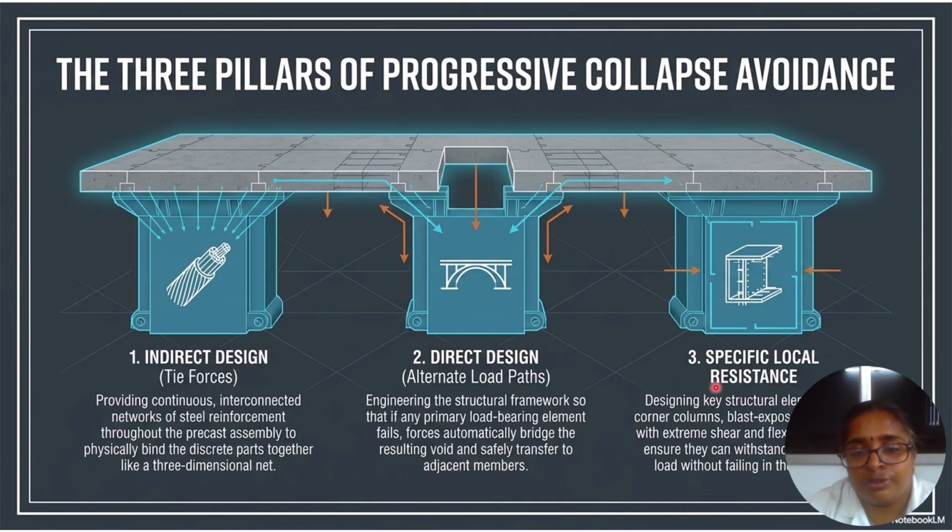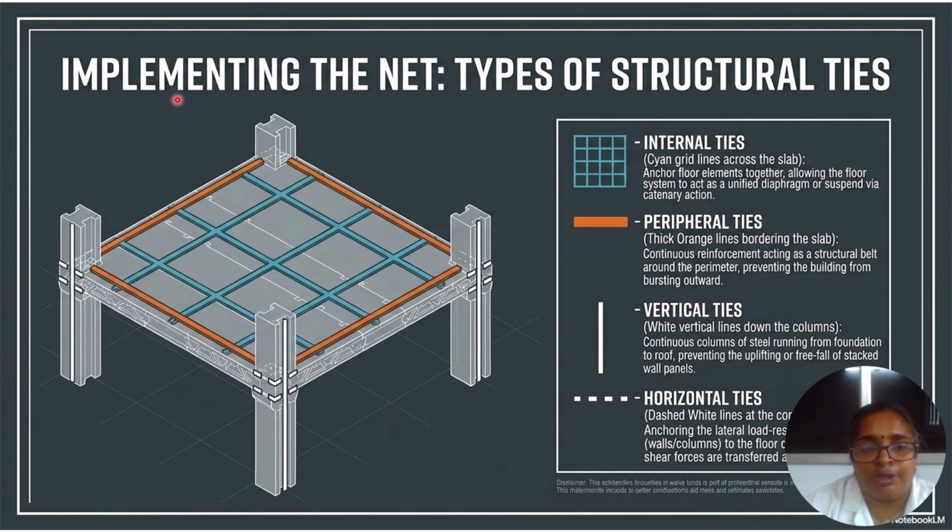And the next one, specific local resistance: designing key structural elements and corner elements against blast explosions with extreme shear and flexural connections so that they can withstand the load without failing in that localized area. And implementing the net, the types of structural ties. There are different types of ties. They are internal ties, peripheral ties, vertical ties, and horizontal ties.